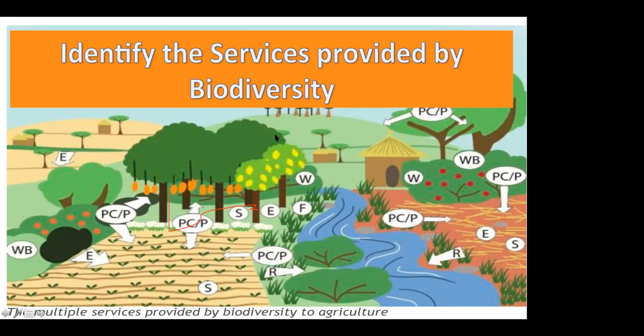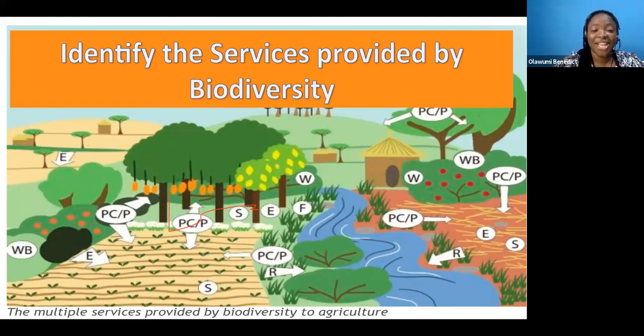Yes, so I can see the trees planted by the riverside, which means that they are providing some kind of conservation to the soil to stop soil erosion. You are very correct. You're very right. Yes, you can see trees there.